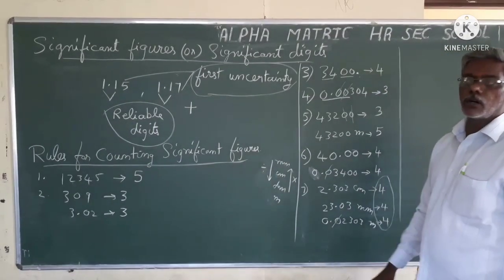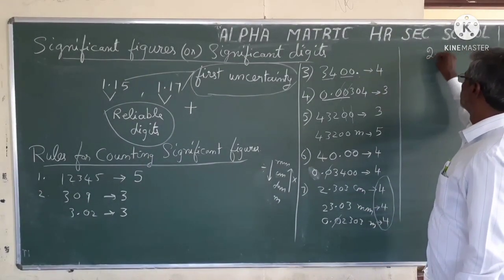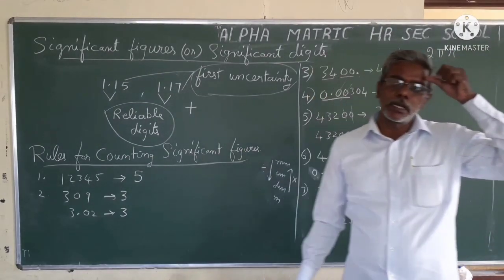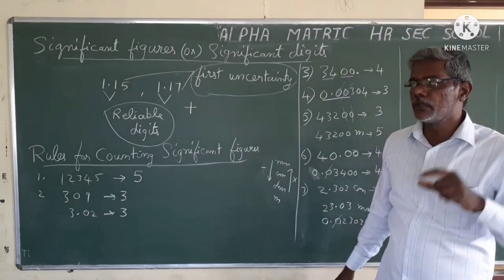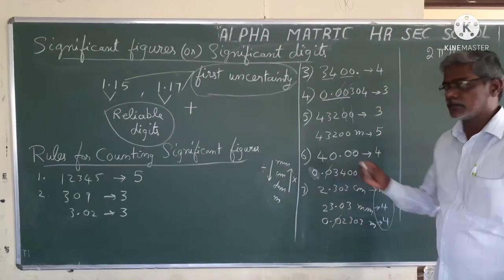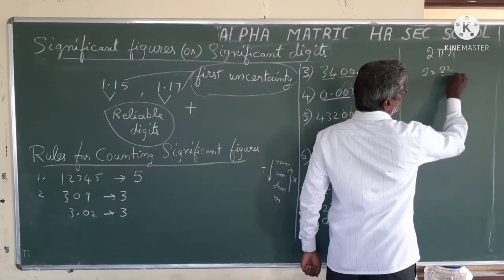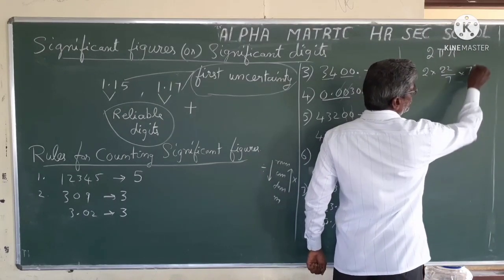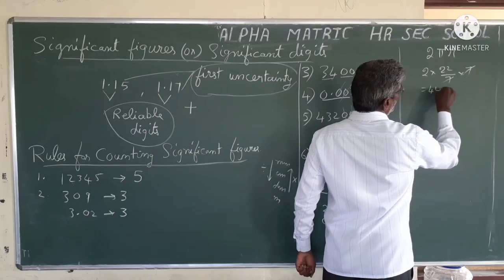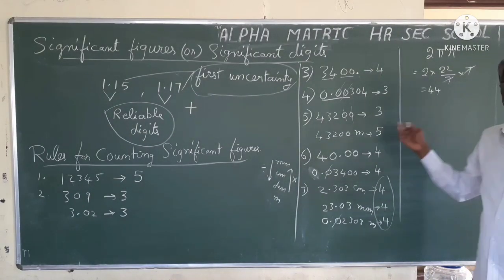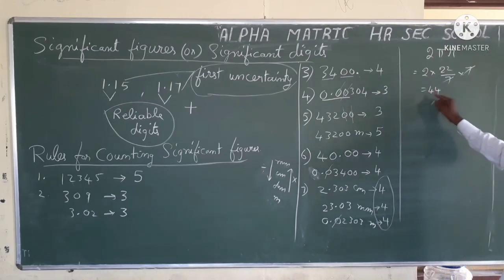The circumference of a circle. What is the formula? 2 pi r. The circumference of a circle is 2 pi r. What will be the significant figures for this? Now we will check it. 2. What is the value of pi? 22 by 7. r will be 7. It cancels. So we will be getting 44. So what will be the significant figures for this? We will be getting it as 2 digits.